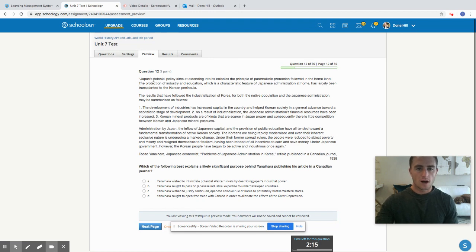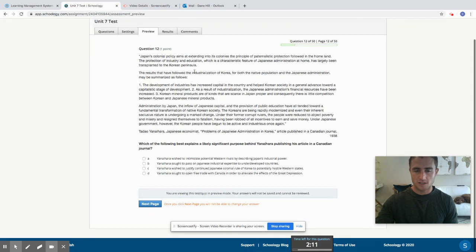Japan's colonial policy aims at extending its colonies into the principle of paternalistic protection followed in the homeland. The protection of industry and education, which is a characteristic feature of Japanese administration at home, has largely been transplanted into the Korean peninsula. The results have followed the industrialization of Korea for both the native population and the Japanese administration.